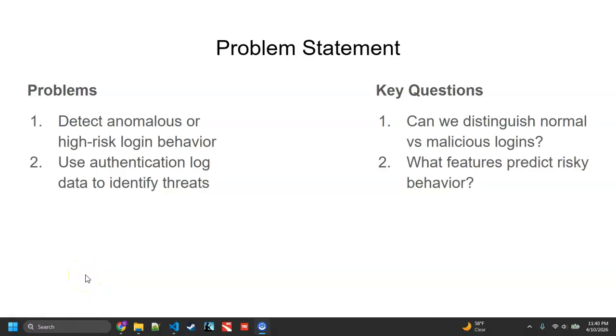The core problem is detecting anomalous or high-risk login behavior using authentication data. There are a couple of questions we want to answer. First, can we distinguish between normal and malicious logins? Second, which features are actually indicating the risk? And we also want to know what other patterns we haven't found yet, if we can find some using unsupervised learning.